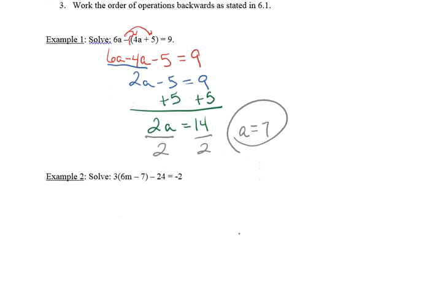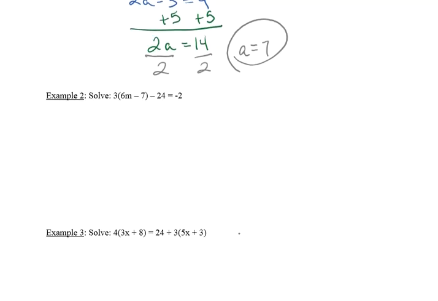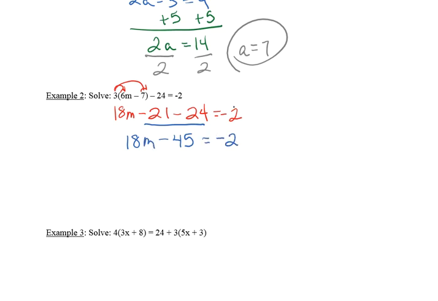Number 2 has one parenthesis as well. It's just placed in a different position. Still do the distributive property first. 3 times 6m is 18m. 3 times negative 7 is negative 21. We still have the minus 24 and the negative 2. Those parts did not change. The like terms here are negative 21 minus 24. That gives us negative 45. Bring down the 18m, the equals, and the negative 2.